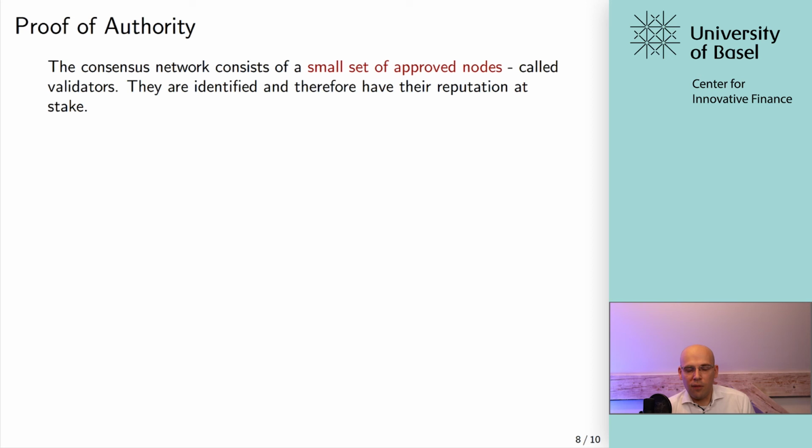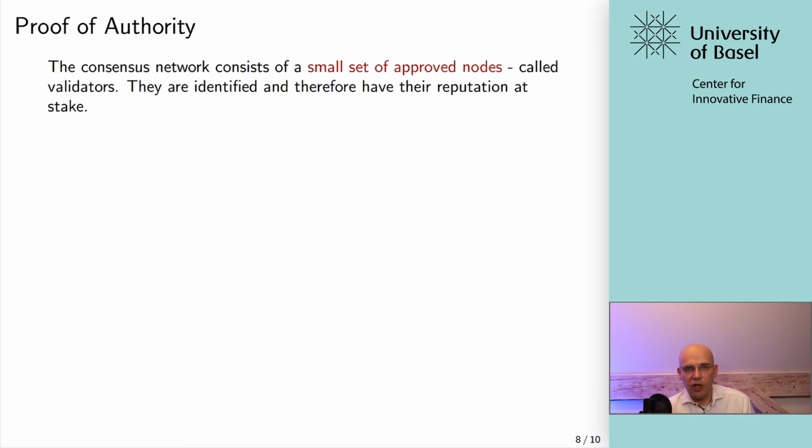And last but not least, proof of authority. As I mentioned, this is quite unspectacular because it closely resembles a traditional database where you just have someone or a certain set of people deciding on the current state. So the consensus network consists of a small set of approved nodes, pre-approved ones with special privileges. Basically, somebody says, okay, this is our set of trusted agents, and they are the validators. They are identified, they have a certain reputation, and they choose the transactions that are getting added to these blocks, and they choose the current state.